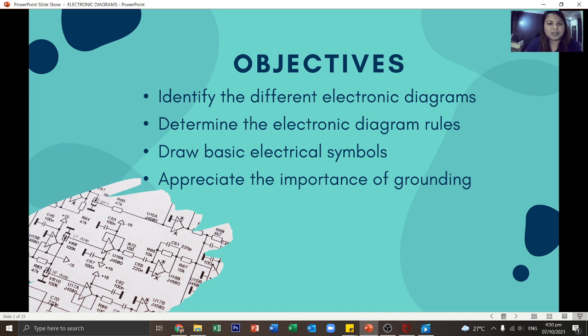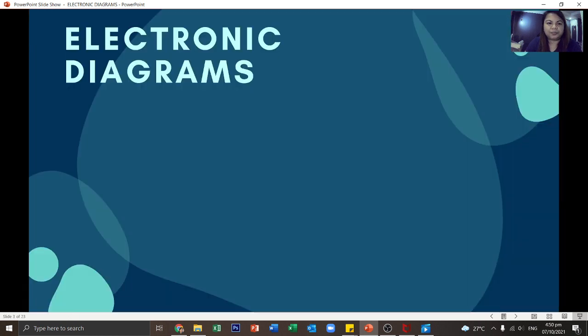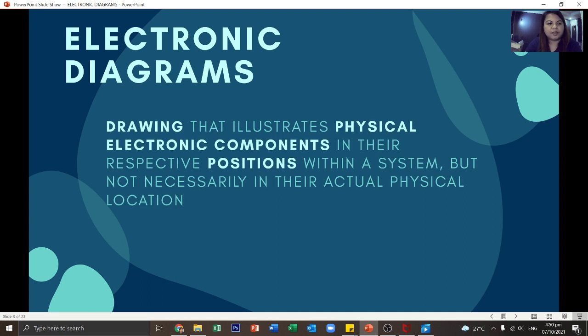In this video class, I will be discussing only up to basic electrical symbols. So what are electronic diagrams? These are drawings that illustrate physical electronic components in their respective positions within a system, but not necessarily in their actual physical location.